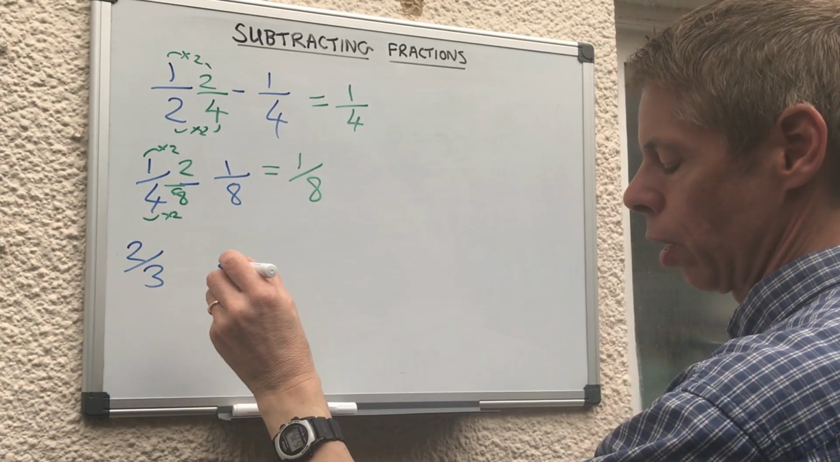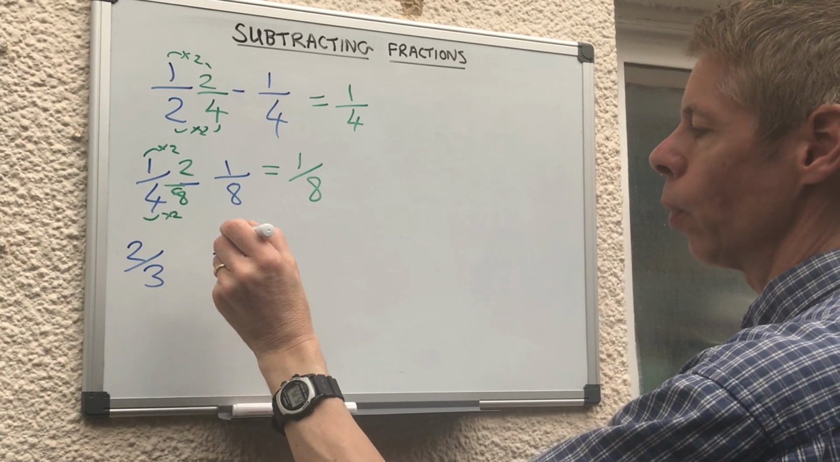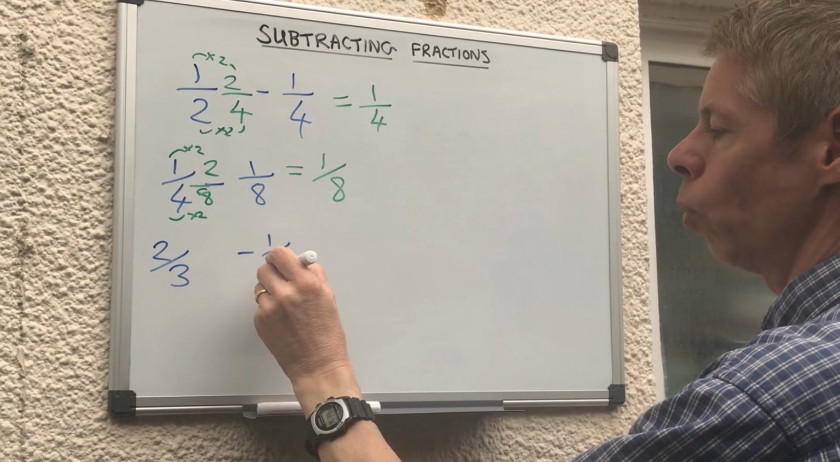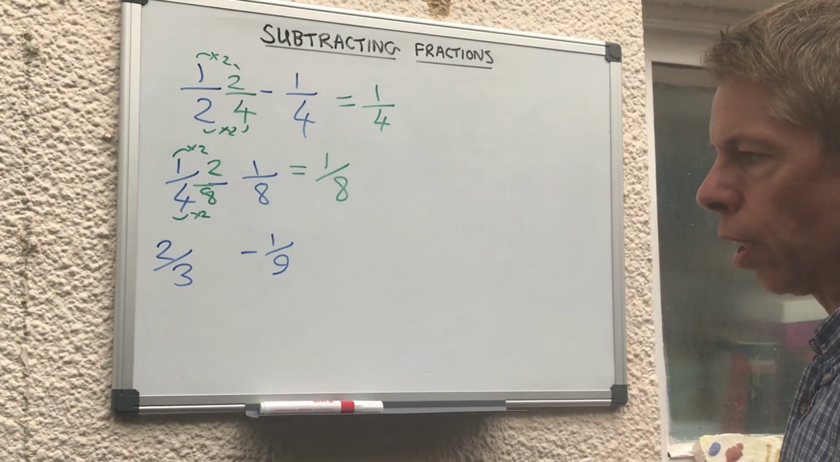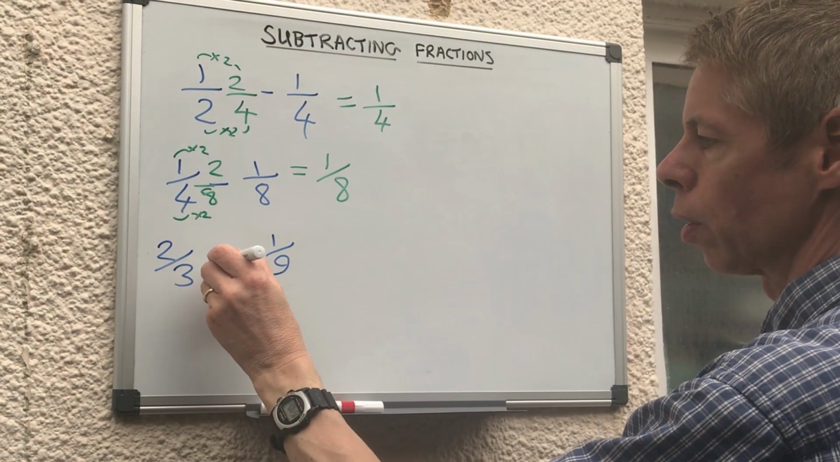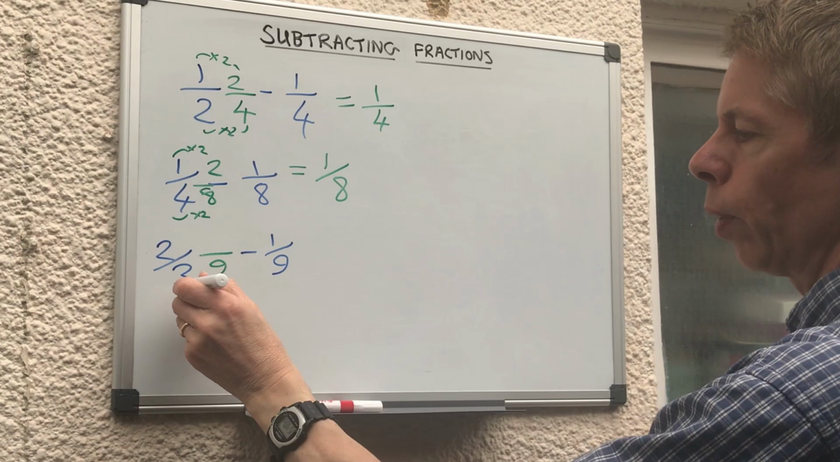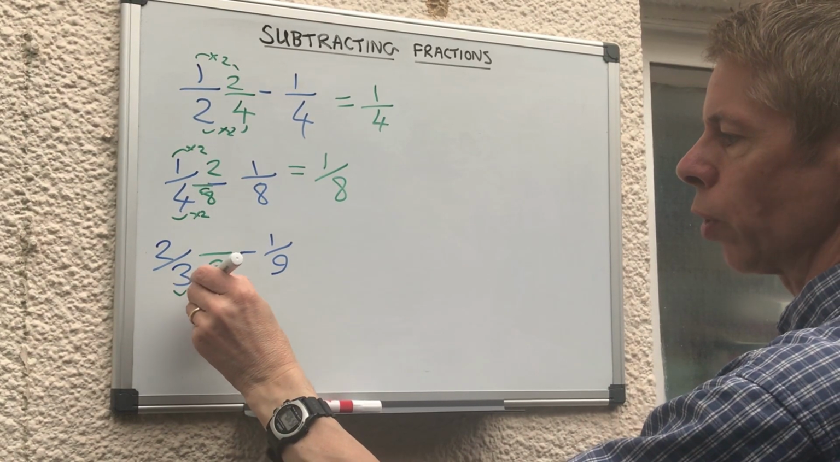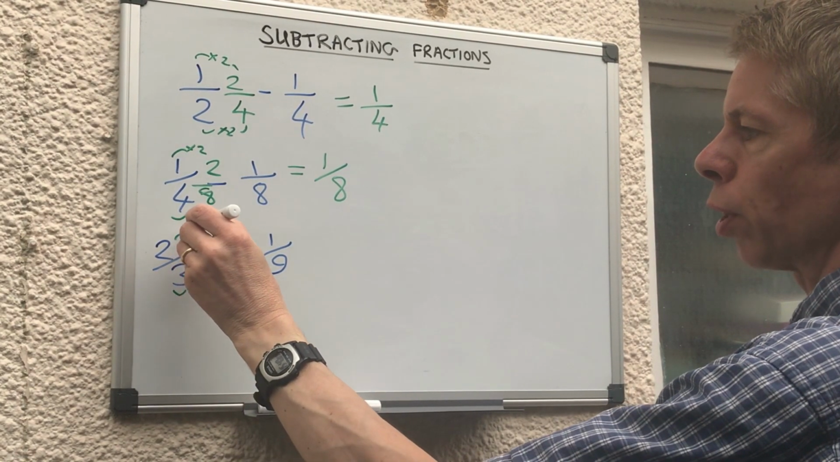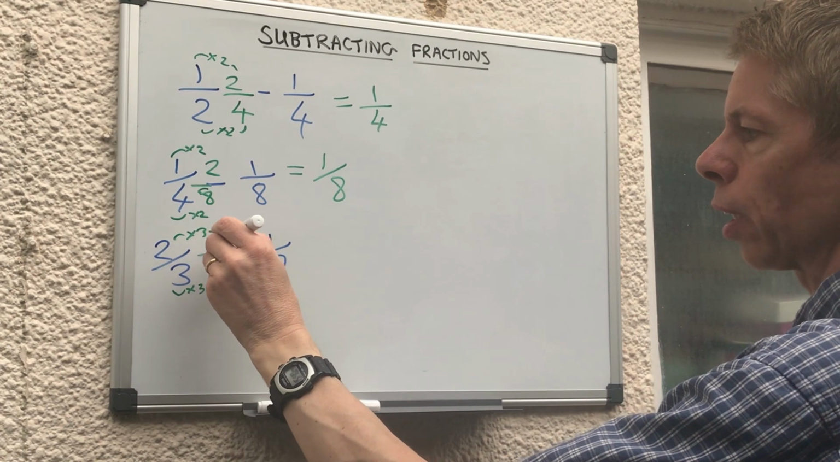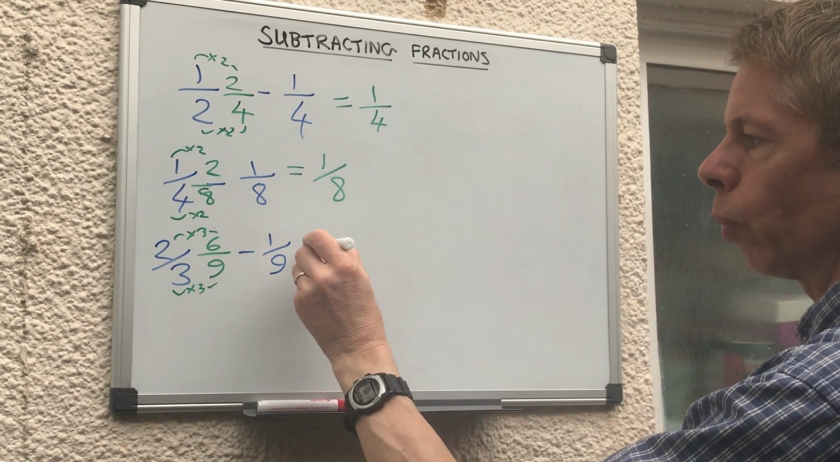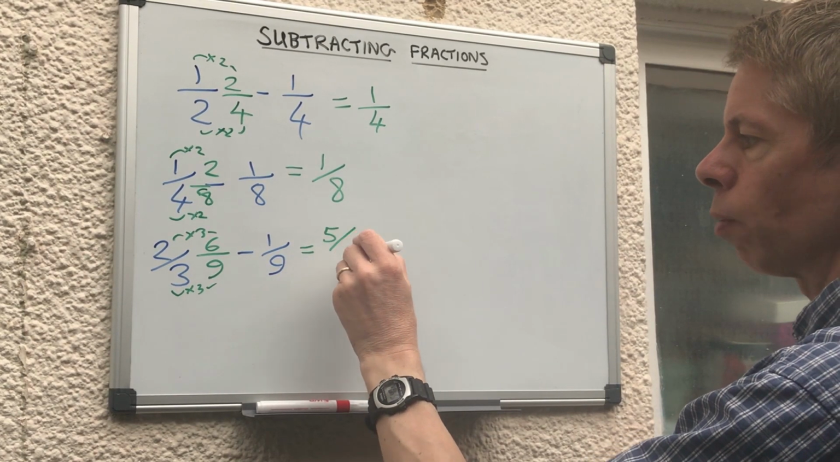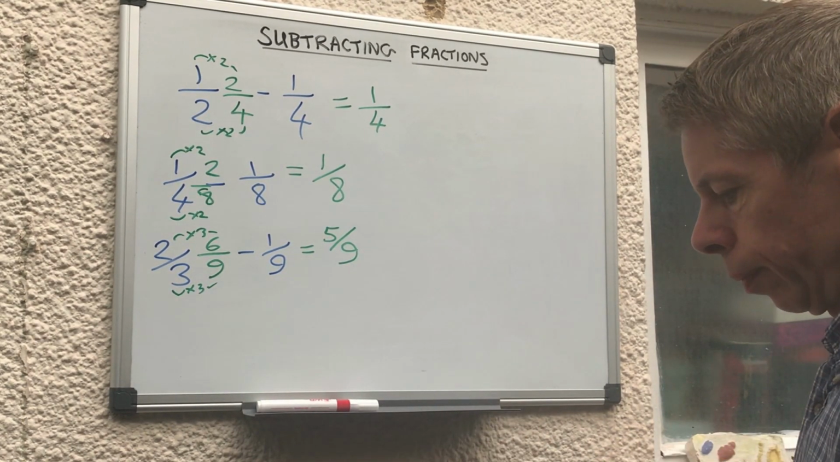Okay, so now we have 2/3 take away 1/9. So we need to change our thirds into ninths. We multiplied by 3. 3 times 3 is 9. So 2 times 3 is 6. So we now have 6/9 take away 1/9, which will give us 5/9.